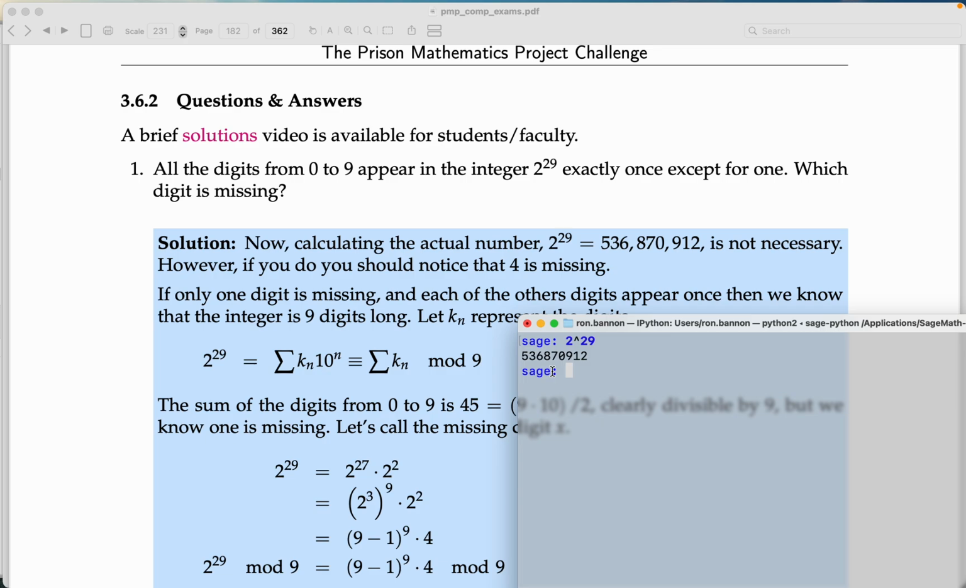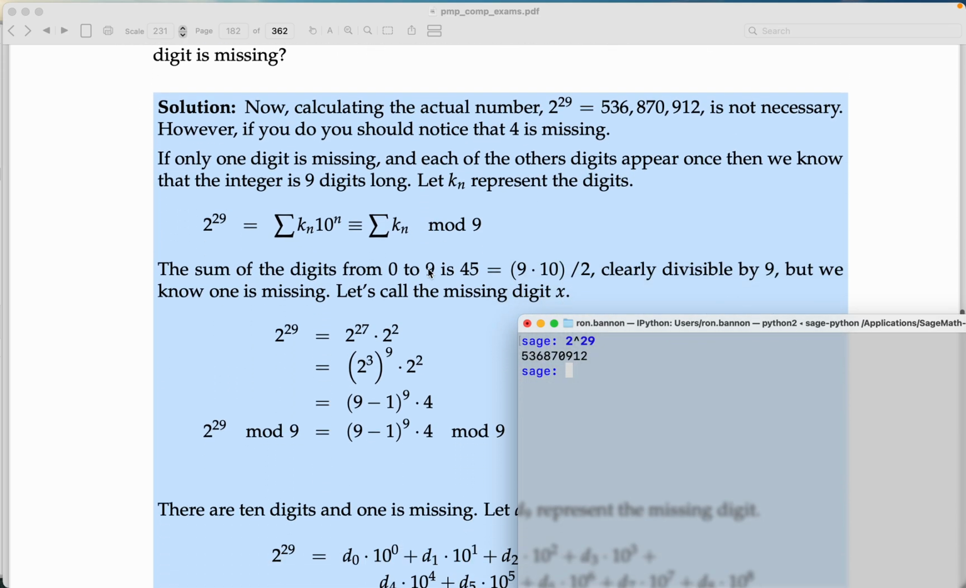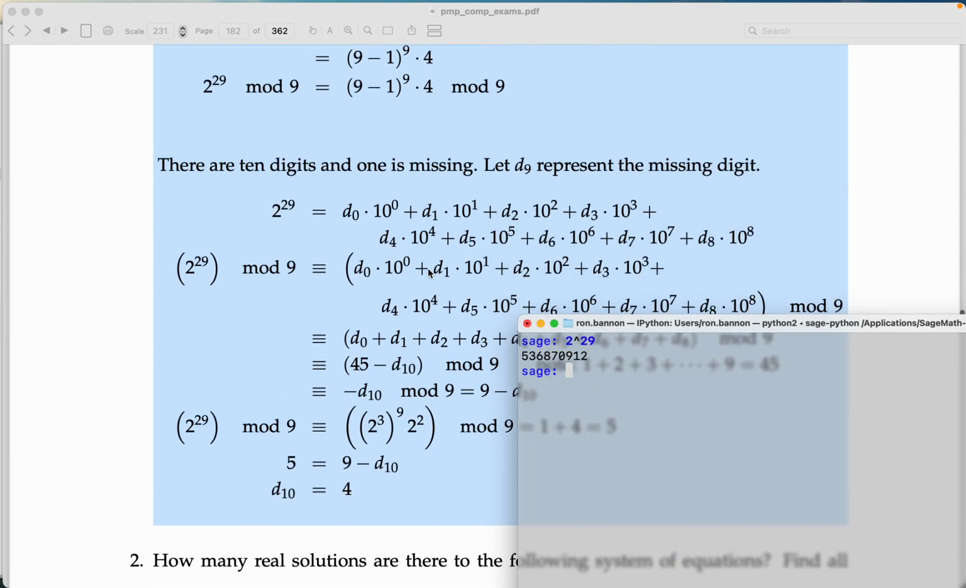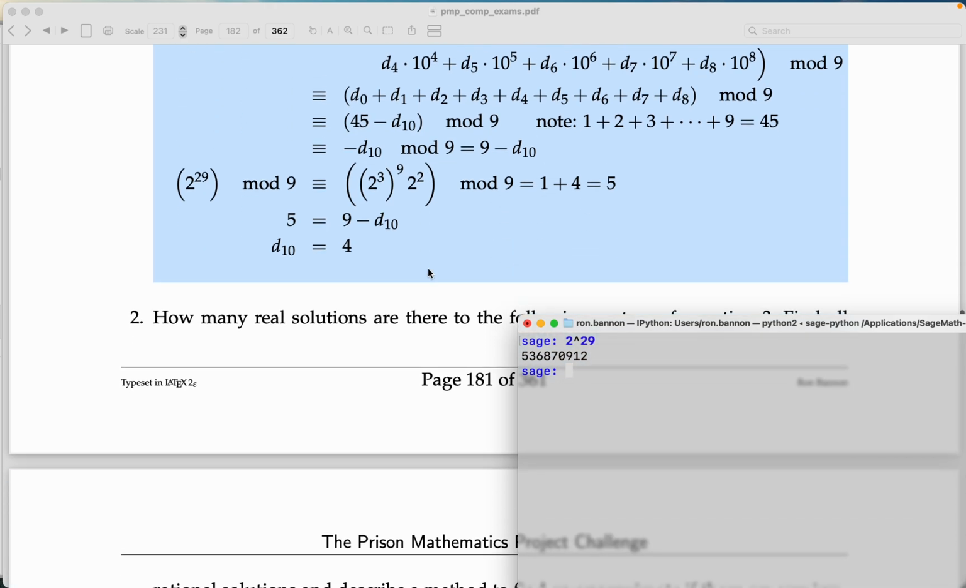Clearly, looking at that, I have no problem with doing that. I might get dizzy looking at it, but I have no problem doing that. The number's not that long. All right? So my claim over here is that there's something a little more elegant in that. But anyway, the missing digit's 4.